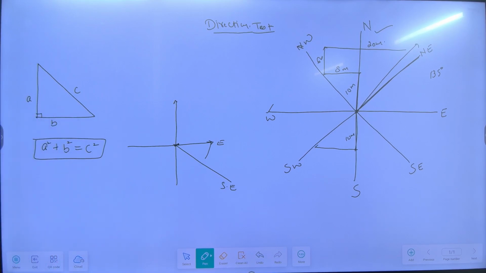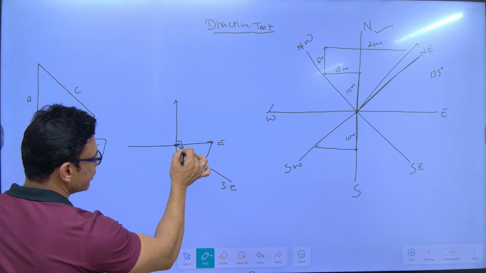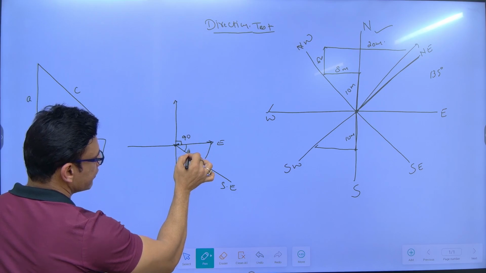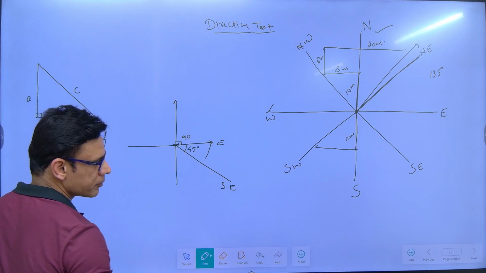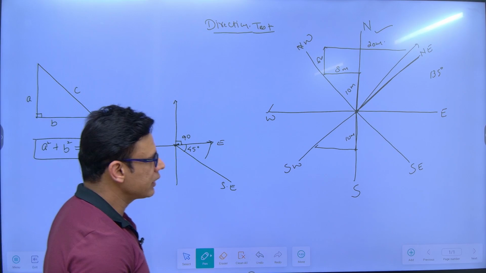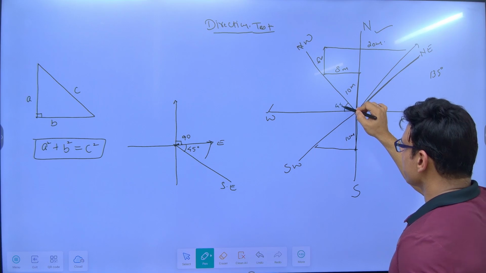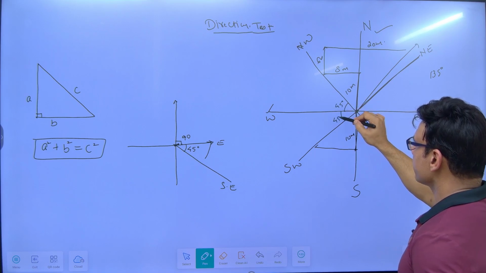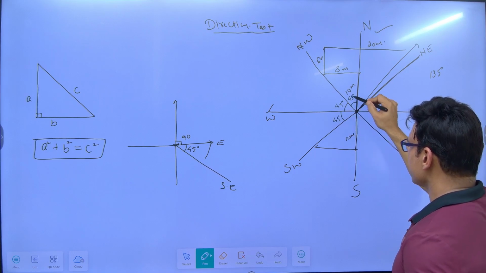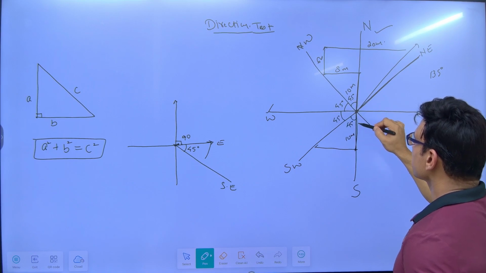Here, that degree thing should be known: this is always equal to 90 degrees, and half of this is 45 degrees. Right? So all these are basically divided into 45, 45. So this is 45, this is also 45, this is also 45. All are 45 degrees.